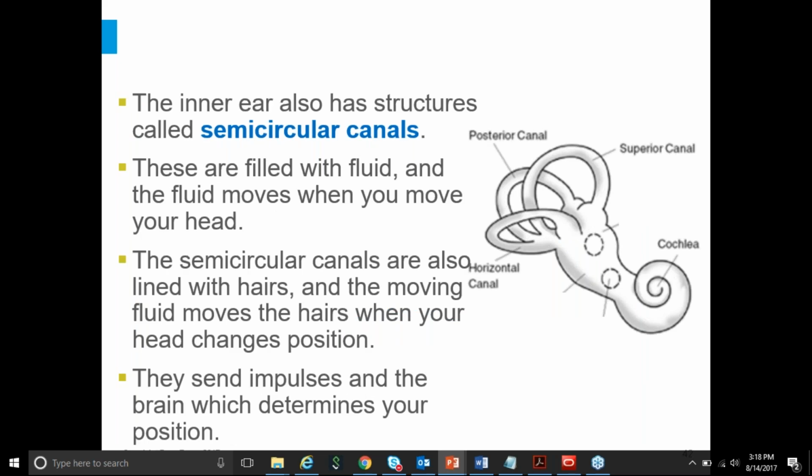The other job is that the inner ear has structures called semicircular canals. These are filled with fluid, and the fluid moves when you move your head. So if you tilt your head sideways, it changes the levels of the fluid in those canals. And the semicircular canals are also lined with hairs, and the moving fluid moves the hairs when your head changes position. So this all sends impulses to the brain, which uses these messages to determine your position. And that's what helps you keep your balance.